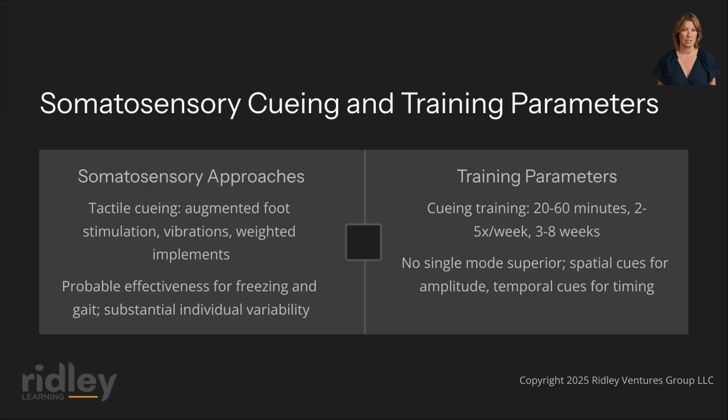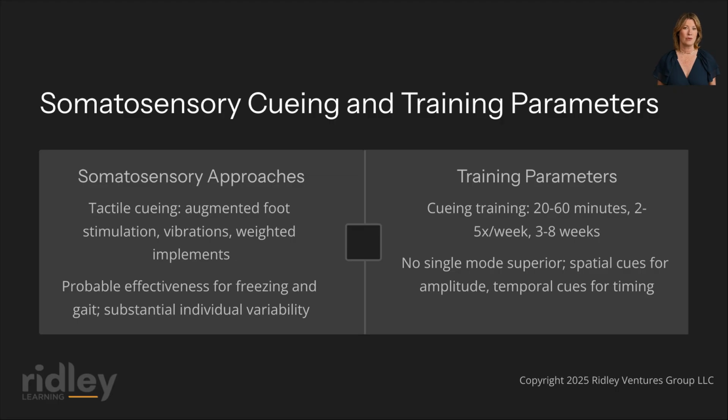Tactile cueing responses demonstrate substantial individual variability, suggesting need for personalized approaches based on patient-specific responses to cueing trials. Vibrotactile cueing, delivered via wearable devices, represents an emerging approach that may enable continuous cueing support during daily activities. Cueing training should be delivered 20 minutes to 1 hour, 2 to 5 times per week for 3 to 8 weeks to achieve optimal benefits.